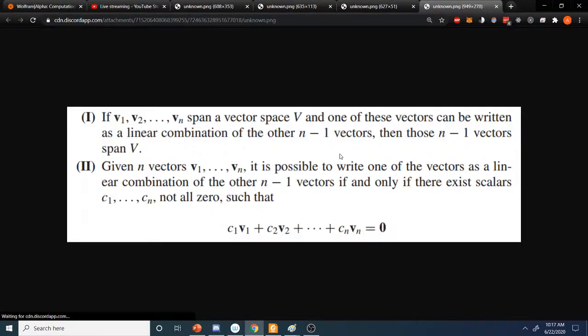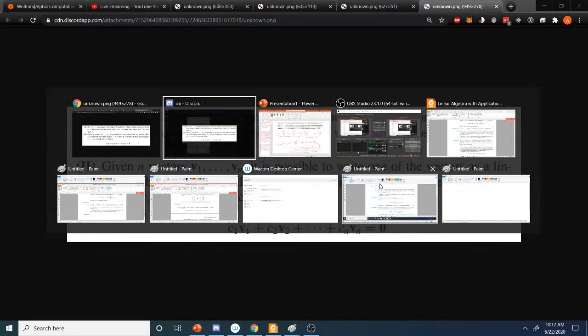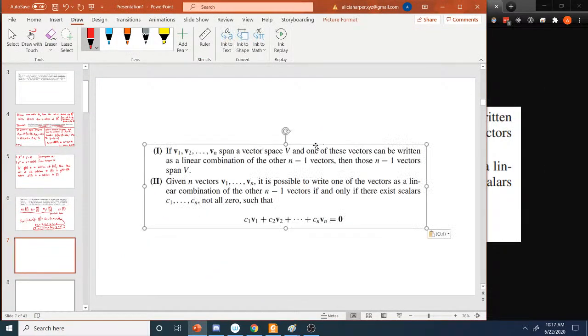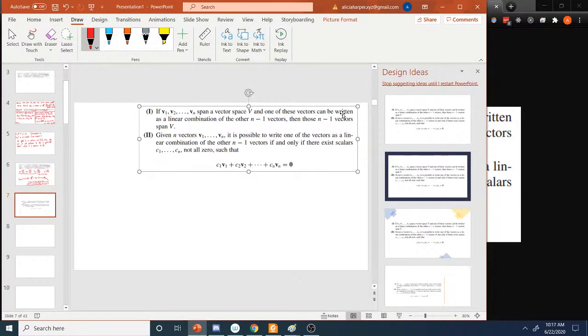So here's our theorem. So let me put it up here.